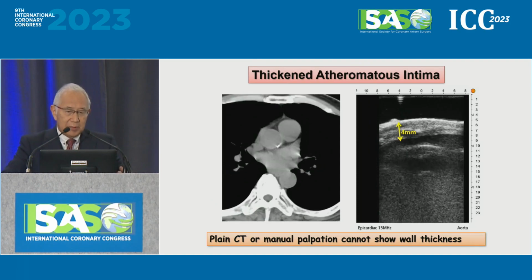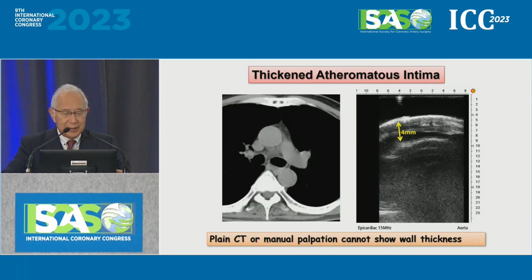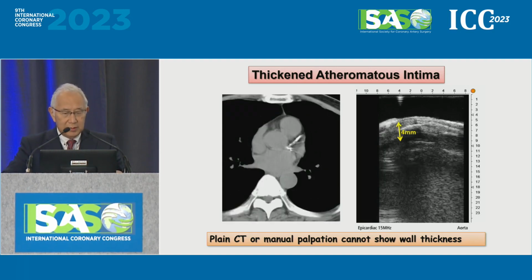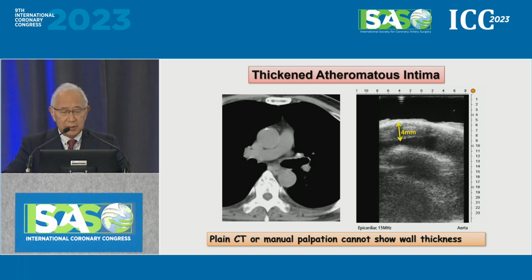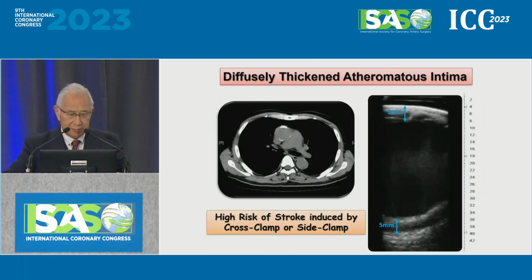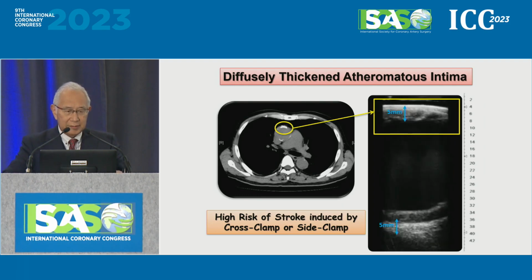This is the second atheromatous intimal. Plain CT or manual palpation cannot show wall thickness. So in this kind of case, you definitely have to do a no-touch aortic technique of OPCAB. And this is another diffuse second atheromatous intimal, with a very high risk of stroke induced by cross clamp or side clamp.